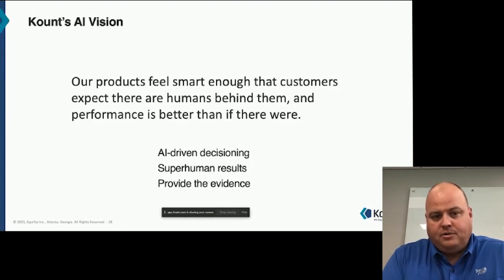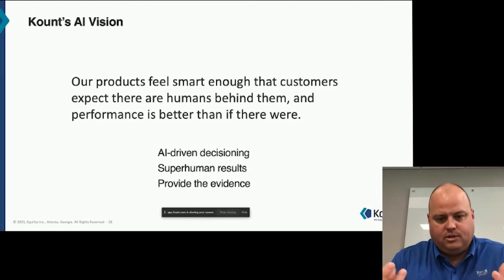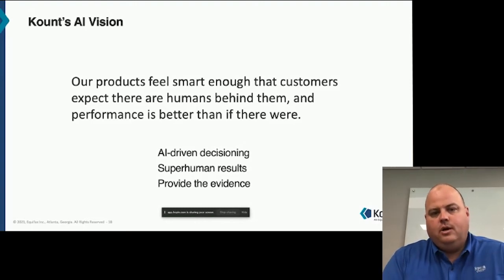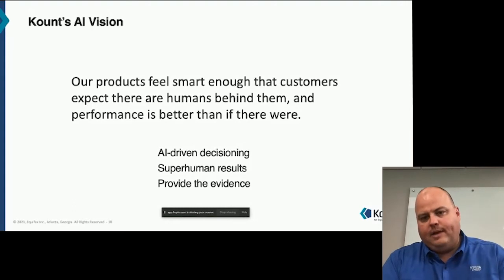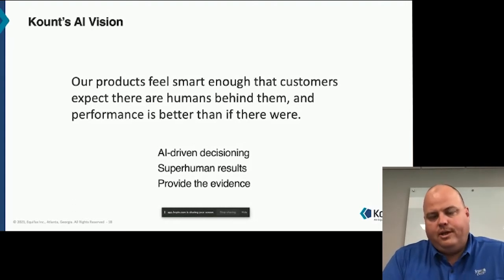One is this AI-driven decisioning. Realizing we're not trying to produce a bunch of scores and show them a lot of scores that the customer has to synthesize into an answer. We are trying to provide a decision. That was a fundamental shift to the way Count thinks about our product.